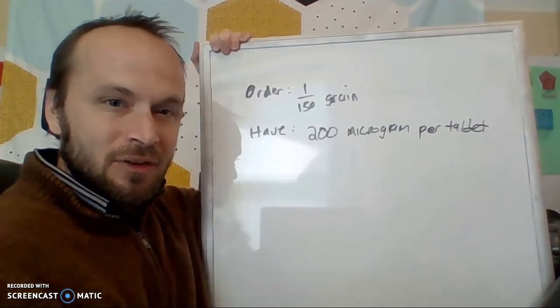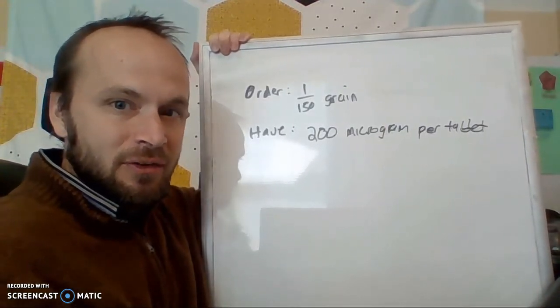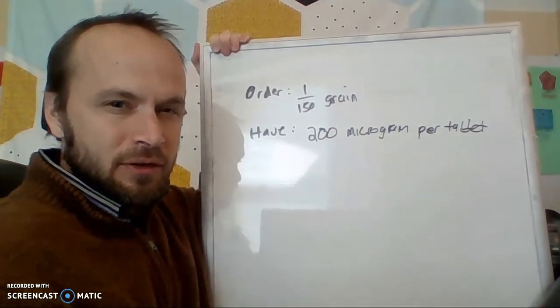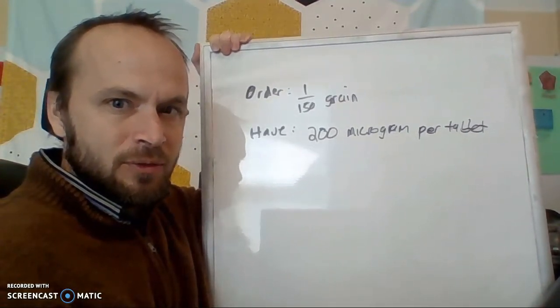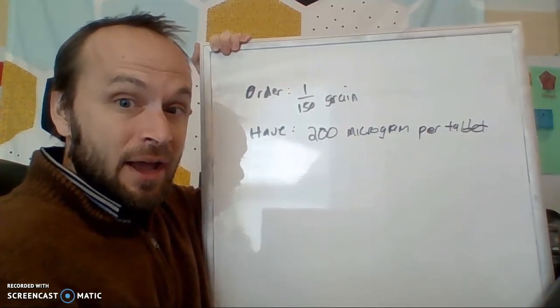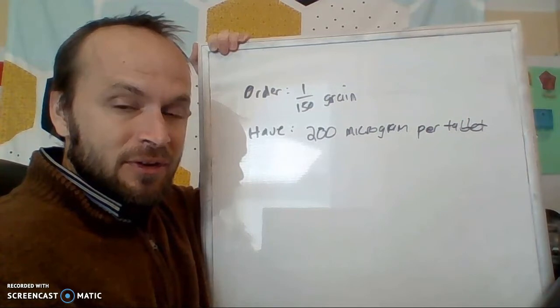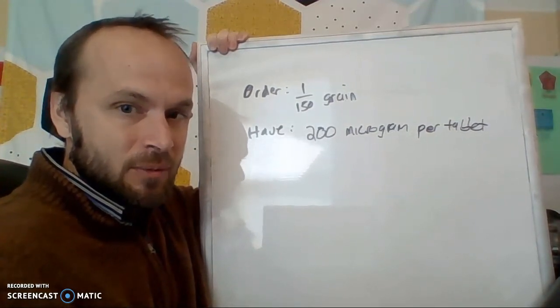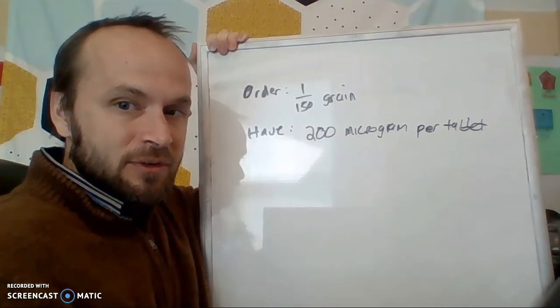All right. So this is the final example of dimensional analysis. Now this one might look a little scary because it's such small quantities. Okay. So the order is only for 1/150th of a grain. That's very, very tiny. Okay. And you have in stock, for every tablet, a 200 microgram, so 200 microgram tablets. Okay. So you want to know how many tablets you're going to give.